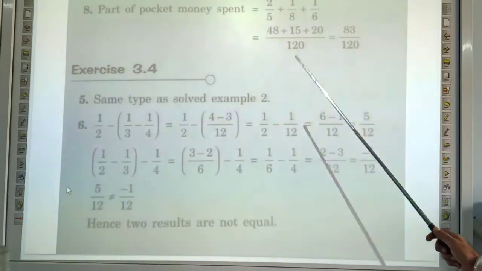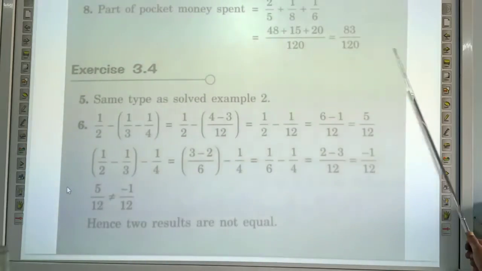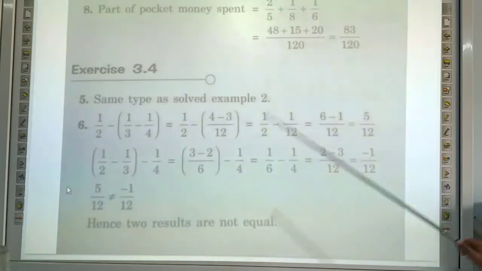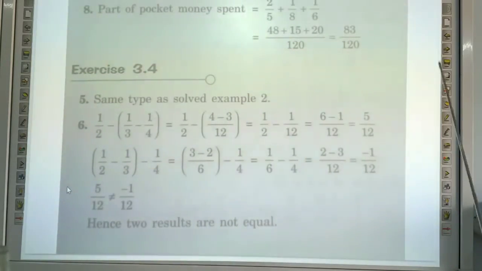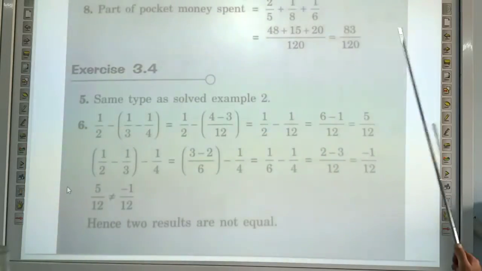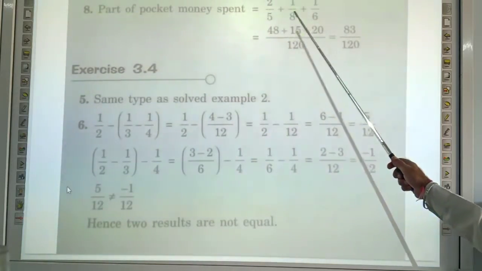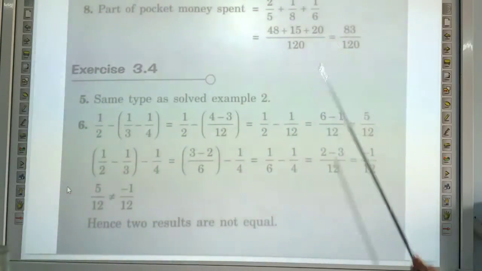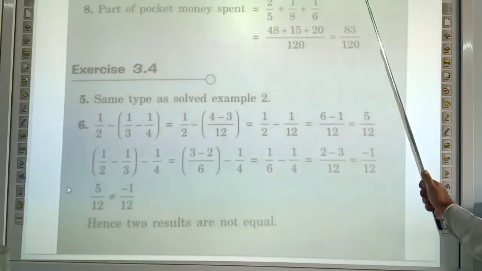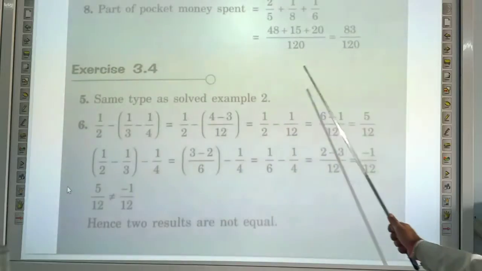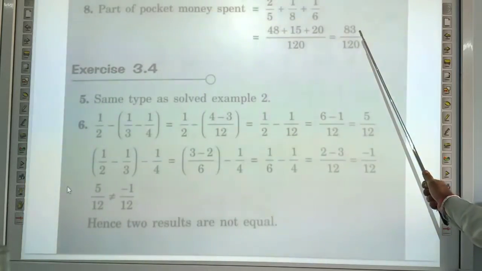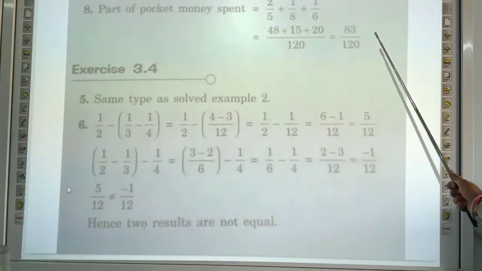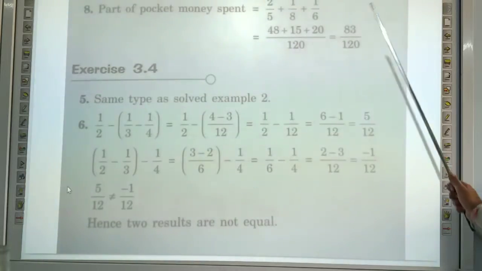Here the part of money spent in different assets is 2 upon 5 part first, 1 upon 8 part second, and 1 upon 6 part third. And we have to find the total part of money spent. So all these parts of money are added. Part means fraction. 2 upon 5 is a fraction, 1 upon 8 a fraction, 1 upon 6 a fraction, and when we add them, that is also a part, a major part. 83 upon 120 is what we obtain here, and this is the total part of the money spent.